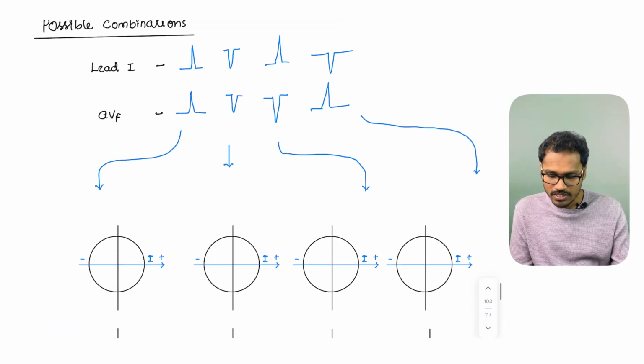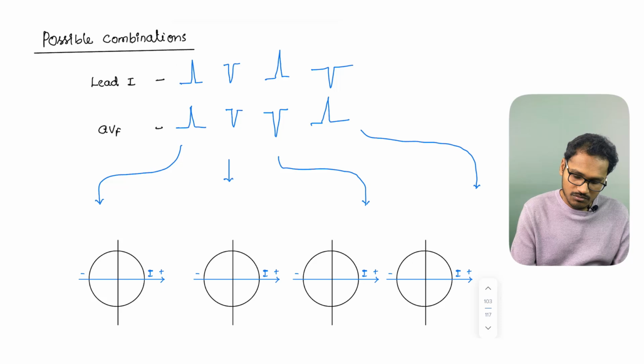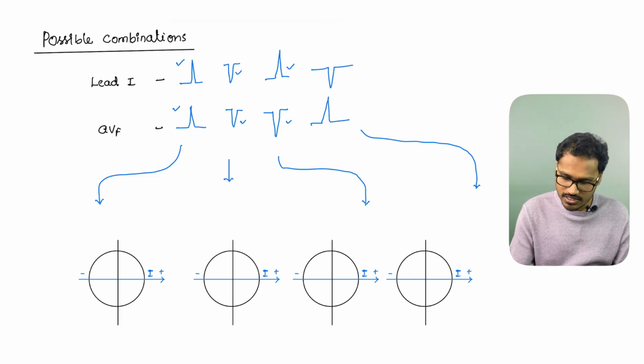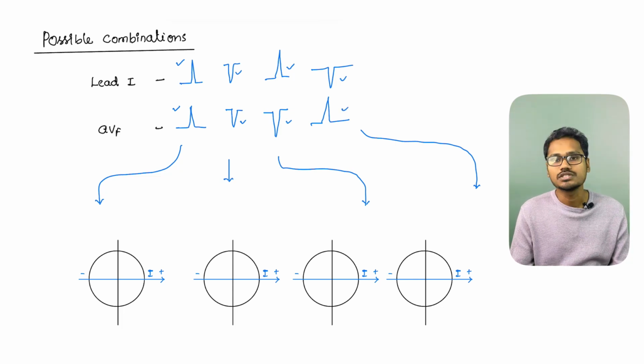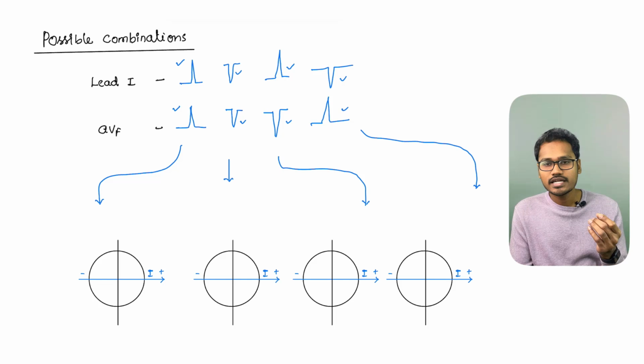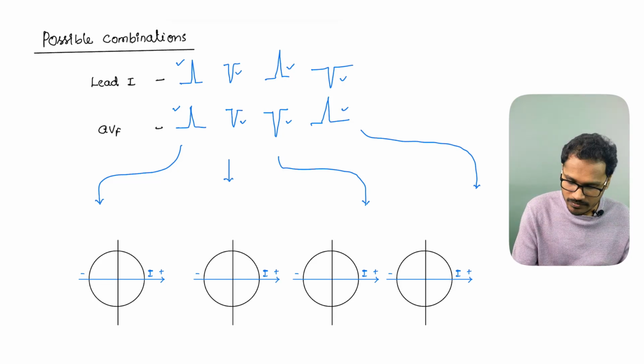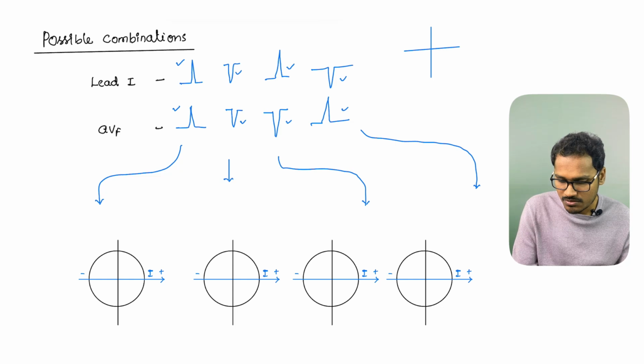So what are the combinations that we can get? Either both the leads could be positive, or both the leads could be negative, or one lead is positive and the other lead is negative, or the other way, one lead is negative and the other lead is positive. Now let's try to understand with this quadrant method. So basically we have 4 quadrants. There are some exceptions also, like minus 30, but still we will try to analyze.